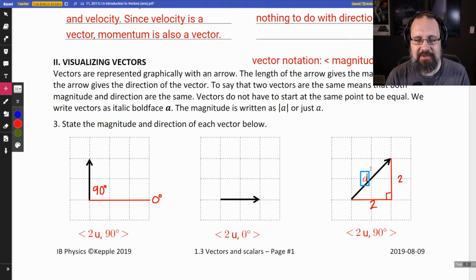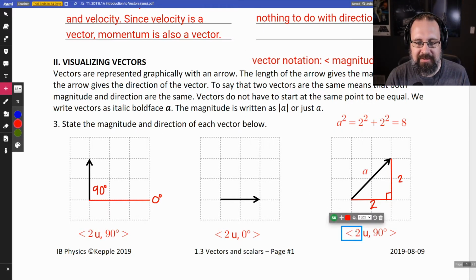Let's call this side of the triangle A. And then I can write an equation that says A squared must be equal to 2 squared plus 2 squared. So that's just applying the Pythagorean theorem to this right triangle. Well, 2 squared plus 2 squared, that's just 4 plus 4, that's 8. And so I know that A squared is going to be equal to 8. So A, therefore, is the square root of 8.